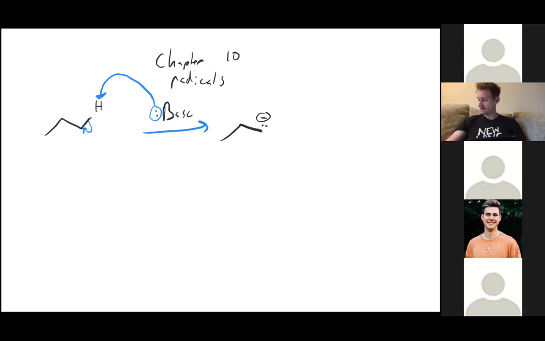When we deal with radicals, we're going to be doing things a little bit differently. So something you may notice or may not notice is that we're using what are called full arrows right now.